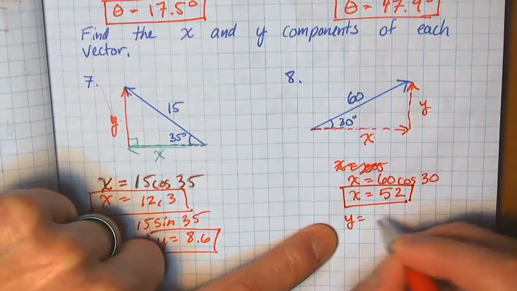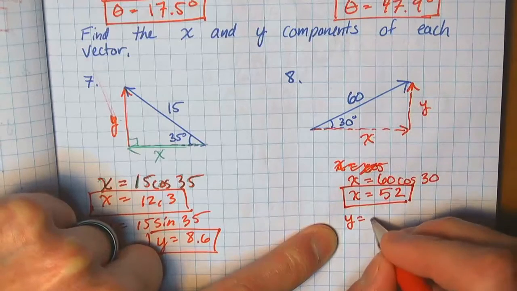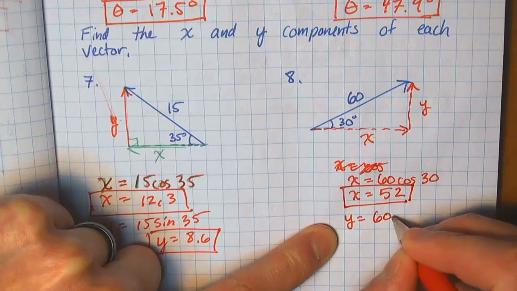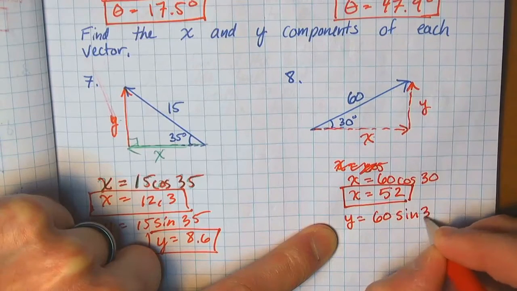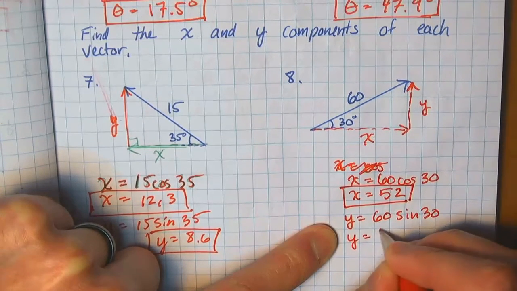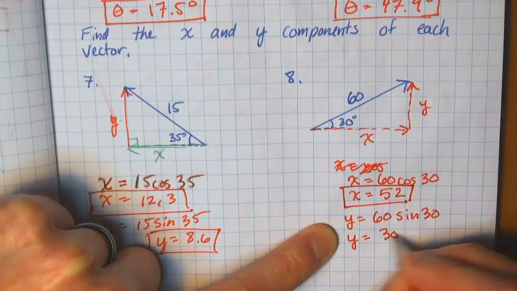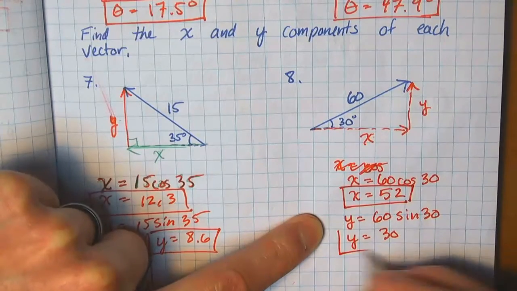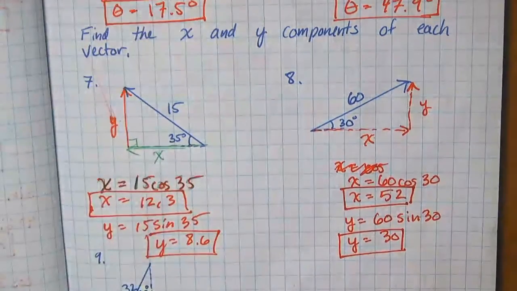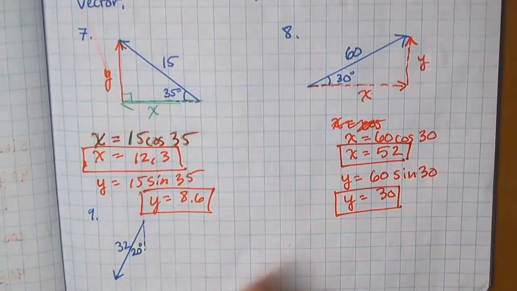And y is going to be the sine, so that's going to be 60 sine 30, which is going to be equal to 30. Sine of 30 is 1/2. So there we go. There's that one.